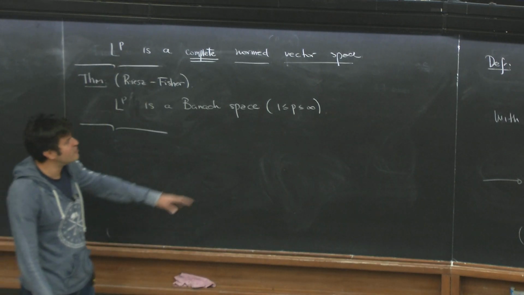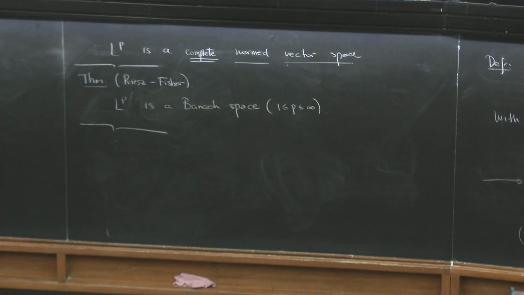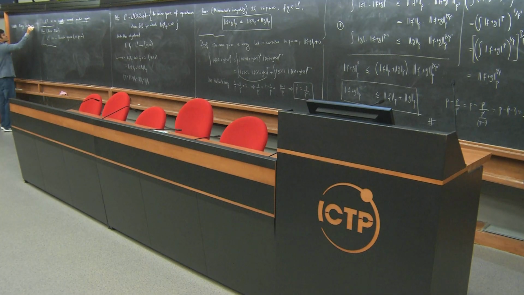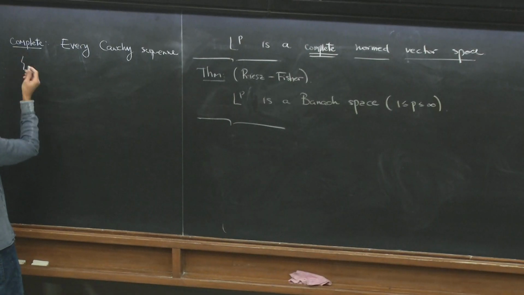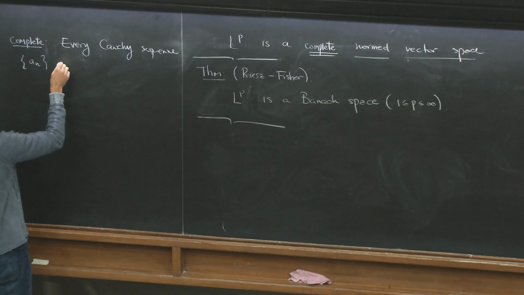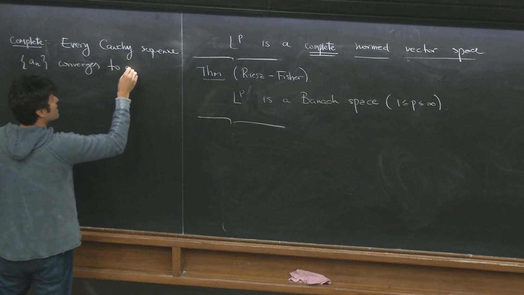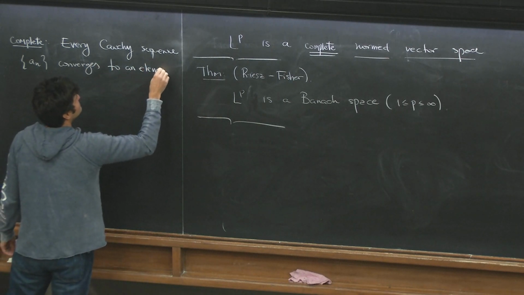Can you give me an example of a normed vector space? So complete means, don't forget, complete means that every Cauchy sequence, in case you have never seen this, every Cauchy sequence, say a_n, converges to an element of the space, right?